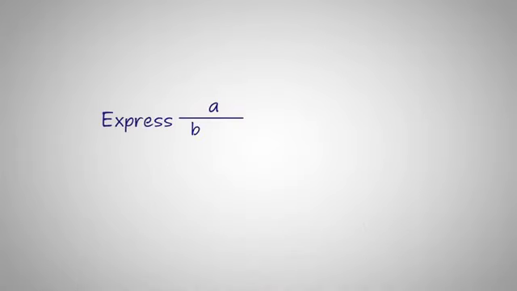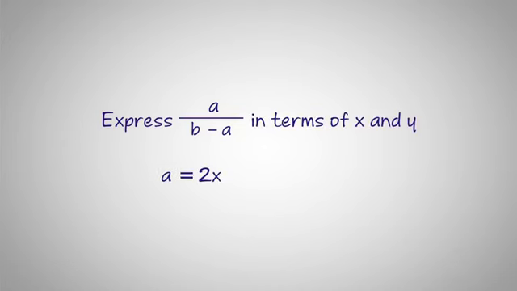Now let's try another example. This time, we see two variables. The example reads, express a over b minus a in terms of x and y if a is equal to 2x and b is equal to 3y. We're going to use the same skills as the last example. This time, we're going to do two substitutions.